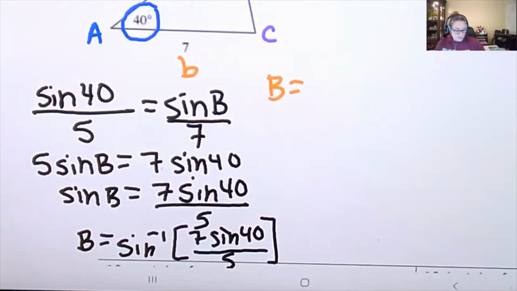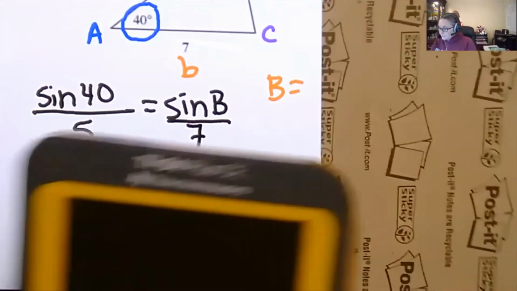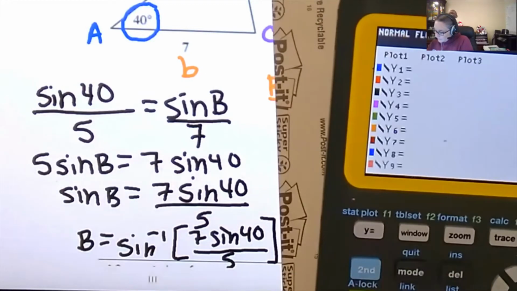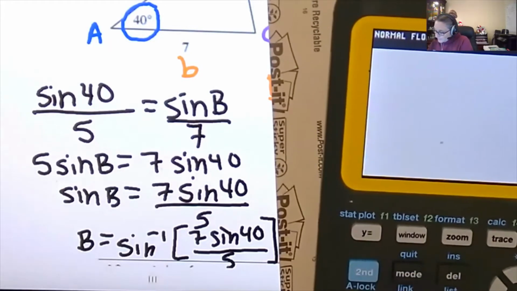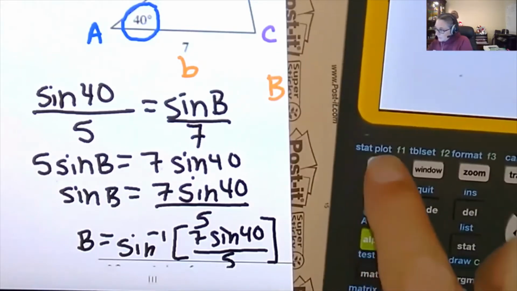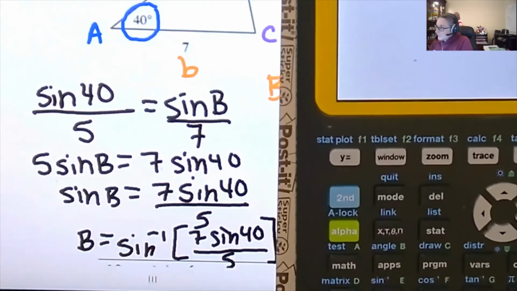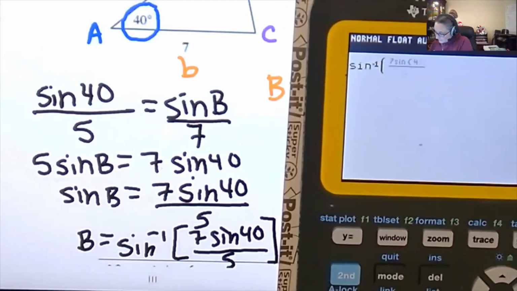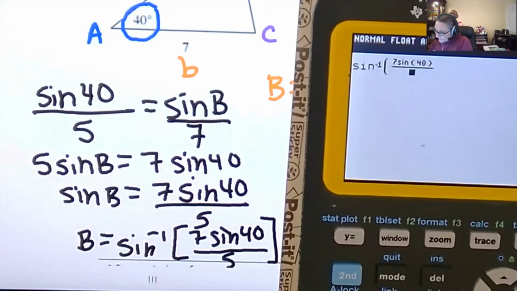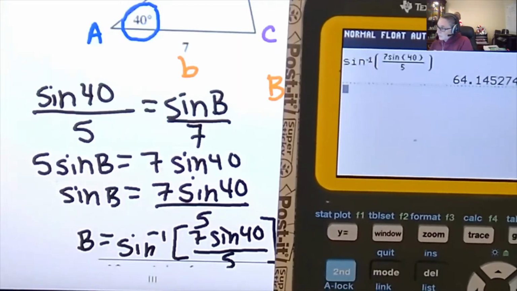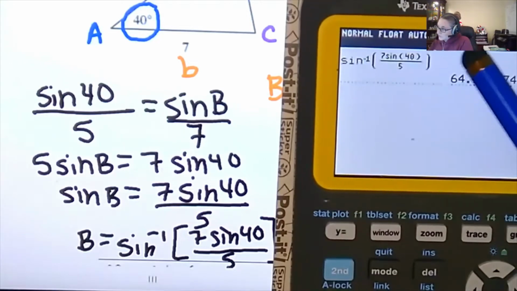So when I put this into my calculator, I'm going to do sine inverse, and I'm going to do alpha y equal, and then I'm going to get my fraction, and so I'm going to go 7 sine 40 over 5, and I'm going to end up getting 64.15. Always make sure that it's in degrees first.